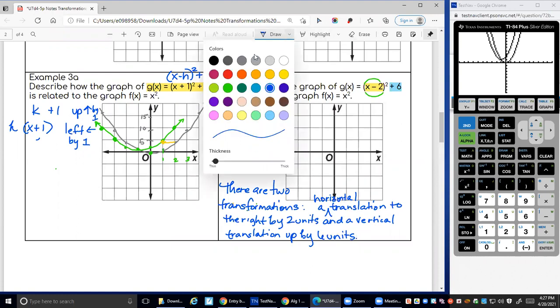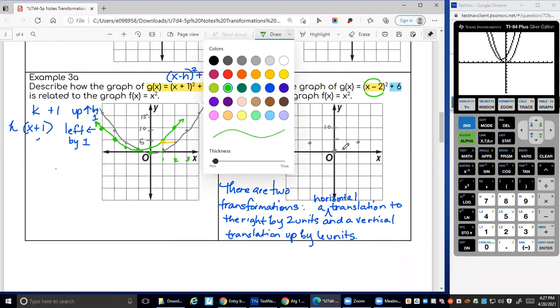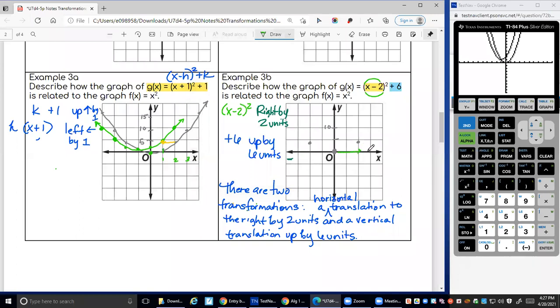Now, my original parent vertex is right here, right? And I'm going to make a lot fewer points. So I'm going to pick that point where we have 5 and then 10, right? And then I've got that point -2, 4 and +2, 4. And then what we're going to do is go to the right by 2 units. So to the right by 2 units, that's this way. And then up by 6. So that's going to be up to the 5 and then probably a little bit further.